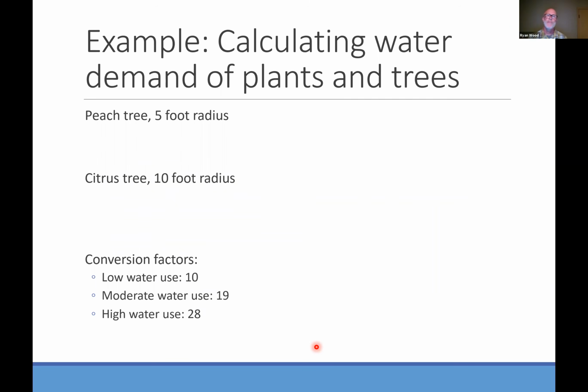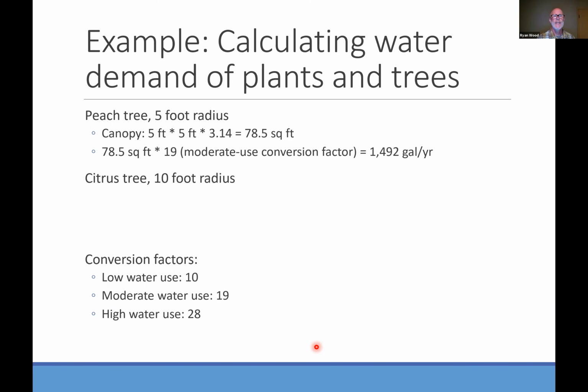And then how's that equated to gallons? So for example, a peach tree, it's a 5-foot radius. Okay, so it's a 10-foot diameter peach tree, pretty common for an urban orchard tree. So 5 foot times 5 foot times 3.14 equals 78.5. So underneath that 10-foot diameter peach tree, there's 78.5 square foot area.